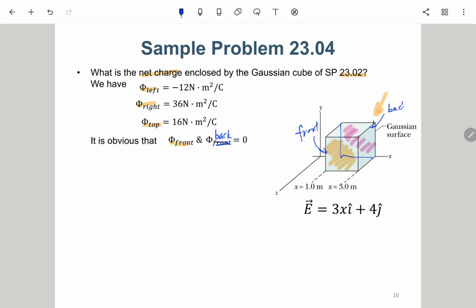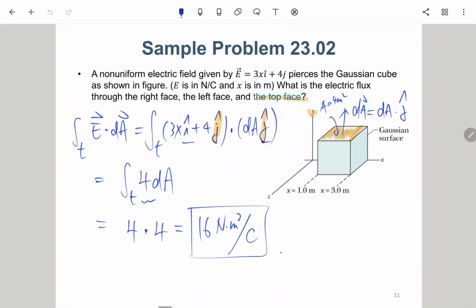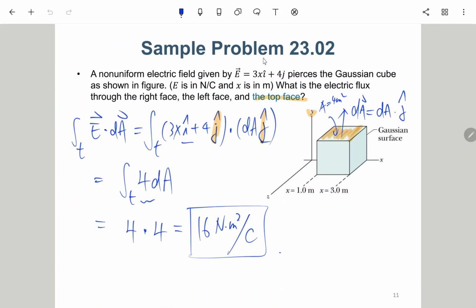This is clearly 0 because, for example, for the front, dA is a dA times the positive z-axis, k hat. If we have k hat dotted with the E field, which is 3x i hat plus 4 j hat, we only have i hat and j hat, so no matter which one is dotted with k hat it would be 0.